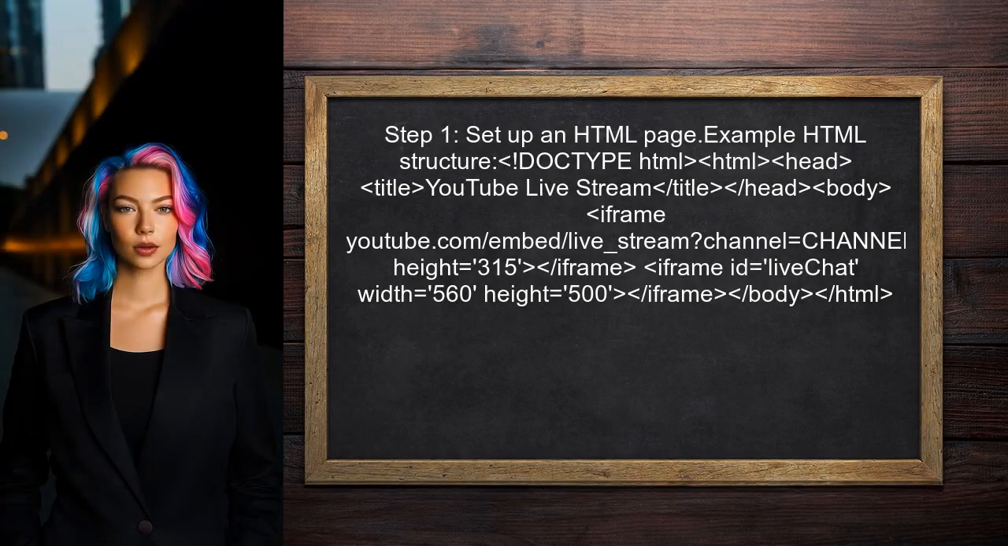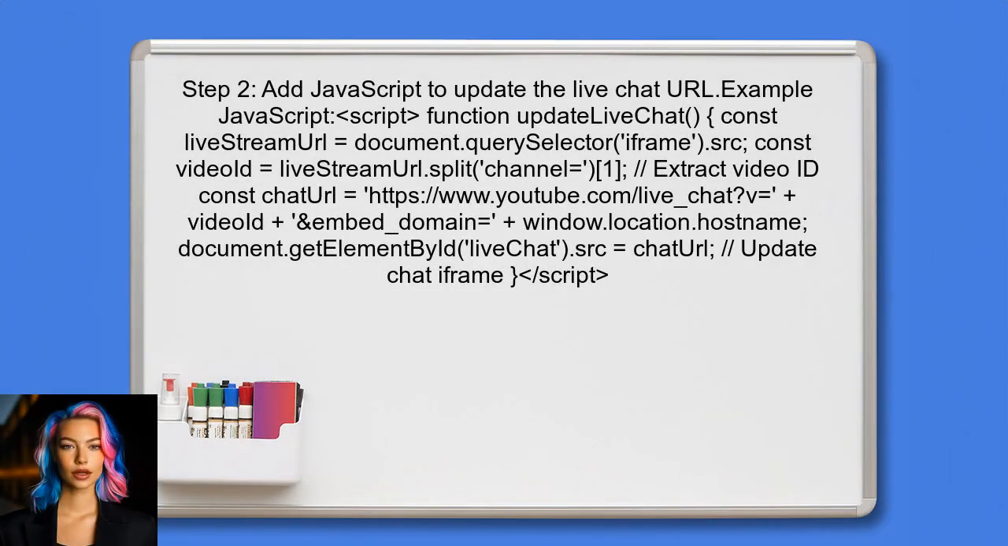To create a permanent live chat embed for YouTube, the user will first need to set up a simple HTML page. This page will include an iframe for the live stream and another iframe for the live chat. Next, the user should add a JavaScript function to dynamically update the live chat URL. This function will extract the current video ID from the live stream URL.